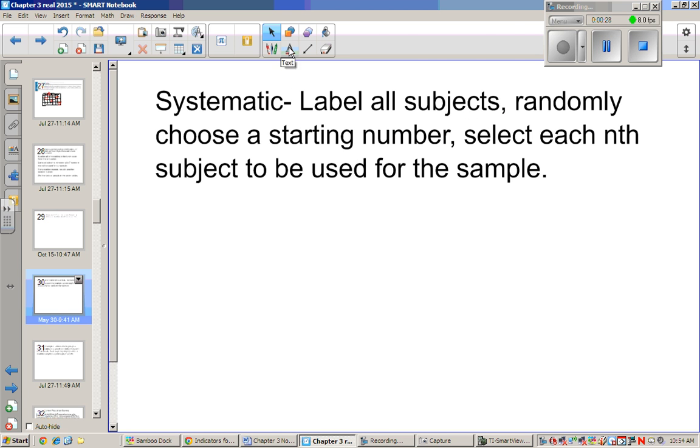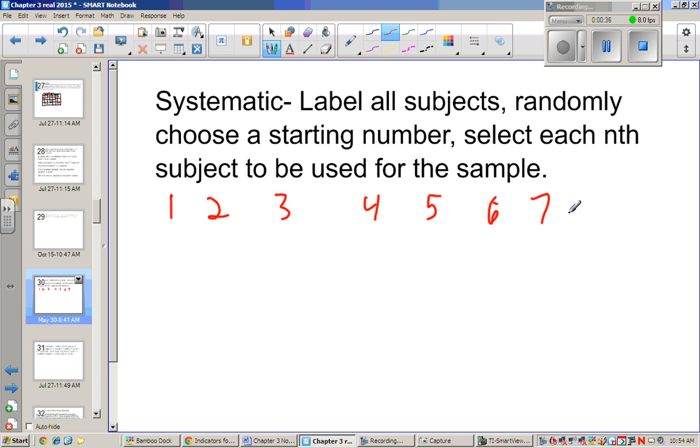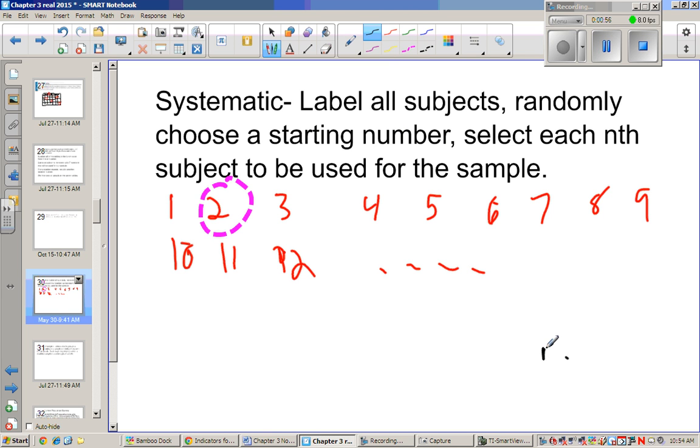So say we have numbers 1 through 30. So you have all of these numbers, and now you get a starting number, and so on. And then you'll pick every nth person after that. So let's say our starting number was 2, and then every nth number. So maybe we'd say every 4 numbers.